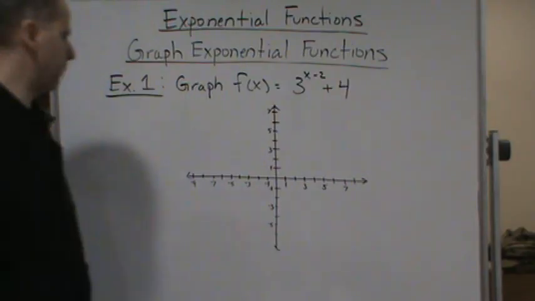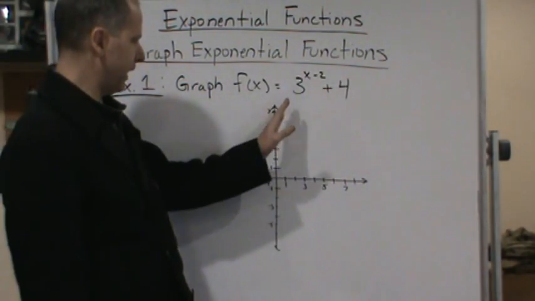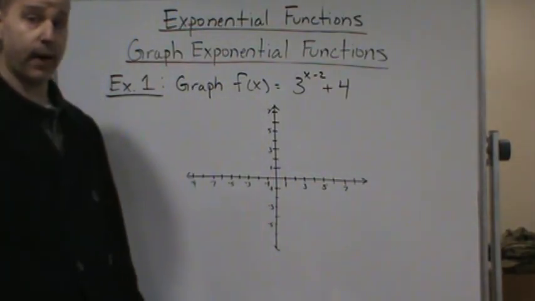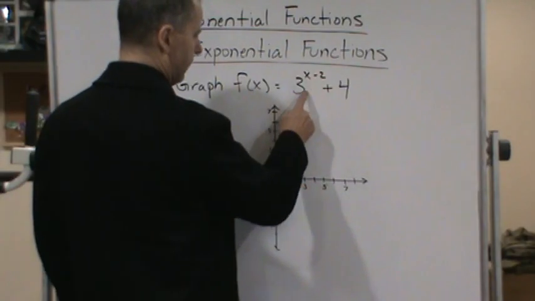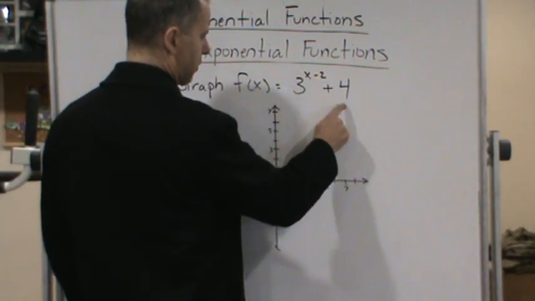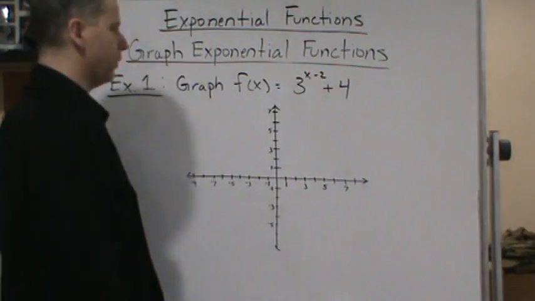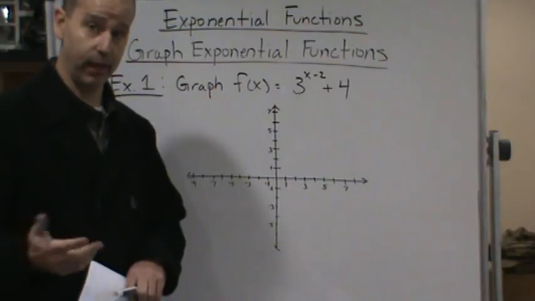Here's an example of where we want to graph an exponential function. But now this is a transformation of an exponential function. You can see here that the base is 3, and you've got this transformation in the x direction and transformation in the y direction. So we're going to use transformations to graph this thing, right?